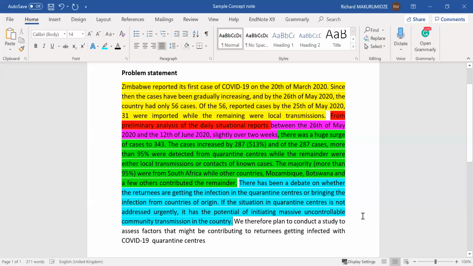Now we want to justify our problem. There's been a debate on whether the detainees are getting the infection in the quarantine centers or they are bringing infection from the origin country. I want to know, are these people getting COVID in the quarantine centers, or are they getting it elsewhere? It's a question we are asking ourselves because, if the situation in quarantine centers is not addressed urgently, there is the potential of initiating massive and uncontrollable community transmission in the country. That's the consequence. You tell us the problem. What is your problem? If that problem is not solved, what are the consequences of that problem?